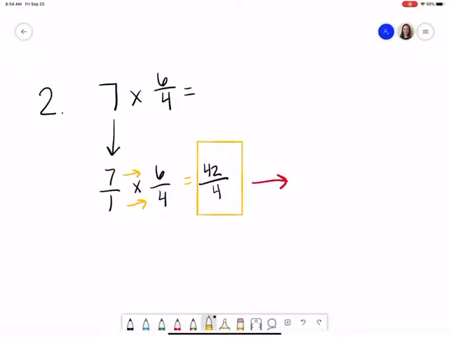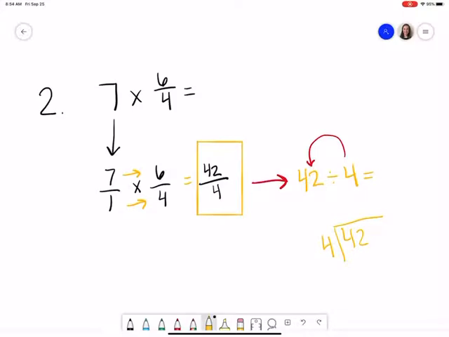Okay, so I'm going to start off by saying 42 divided by 4 equals, right? Because that's what our fraction is, 42 divided by 4. So we are asking the question, how many times can 4 go into 42 without going over? Okay, so ask yourself that question. And I am going to do the division this way.